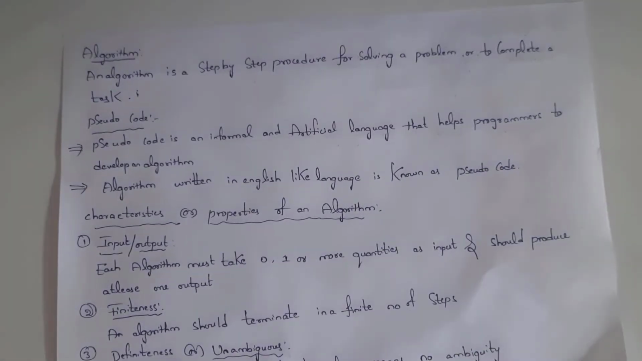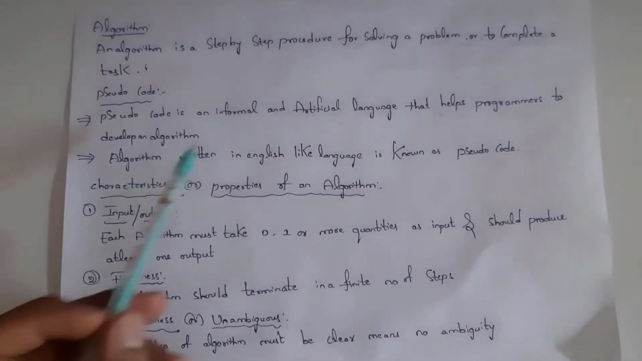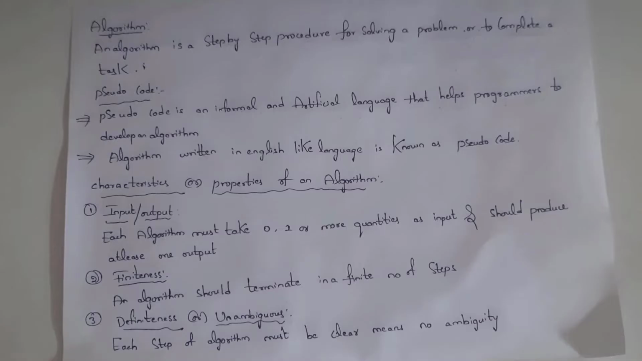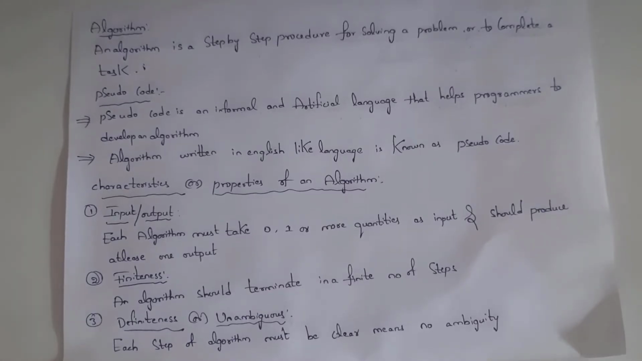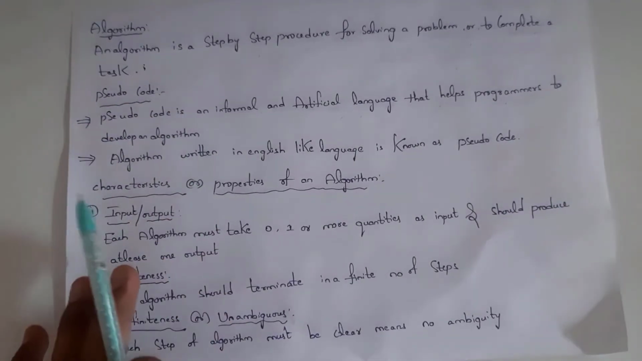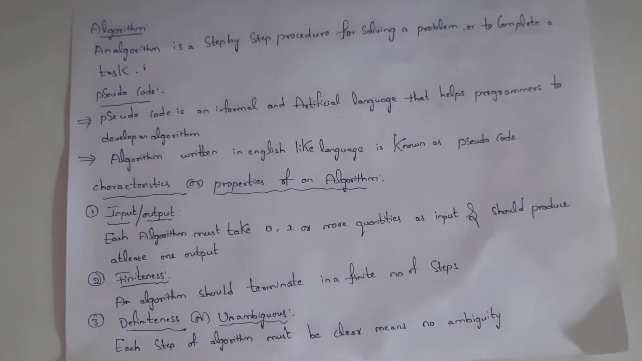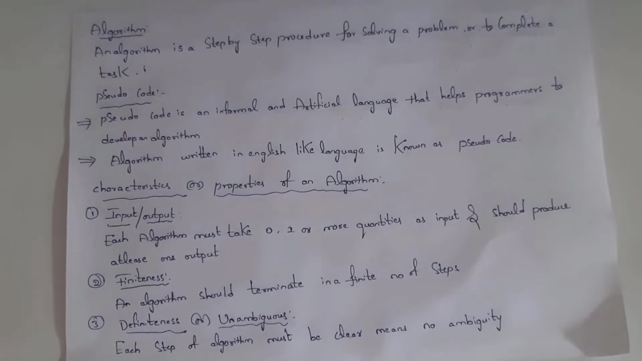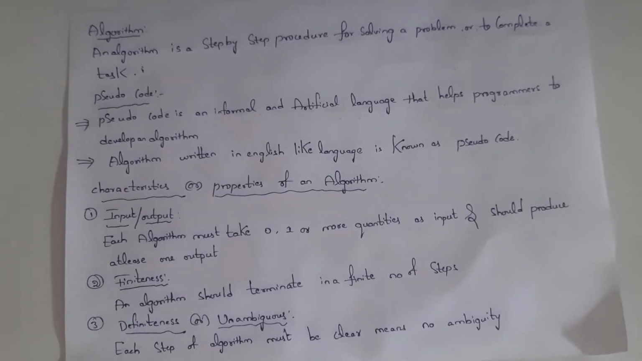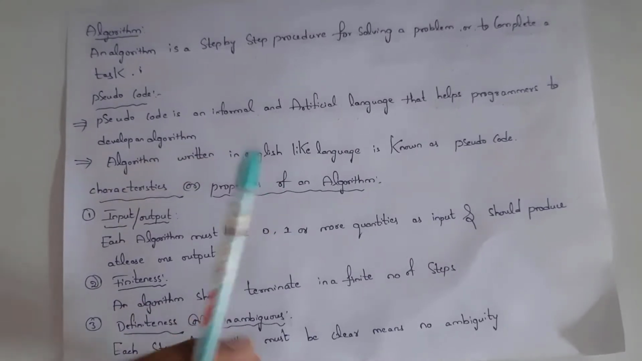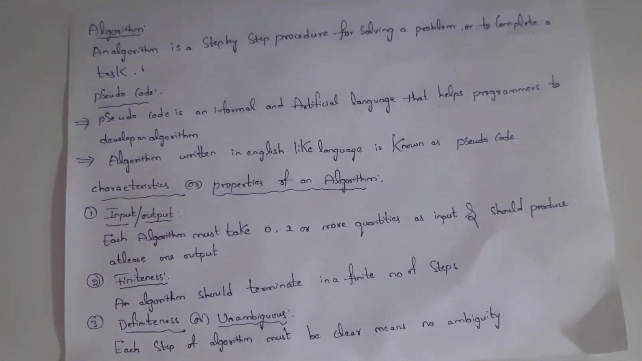Next, you need to know the meaning of pseudocode. Pseudocode is an informal and artificial language that helps programmers to develop an algorithm. Informal means user-friendly language. Artificial language means man-made language. Language which is created by human beings is known as artificial language. So, an algorithm which is written in English-like language is known as pseudocode.